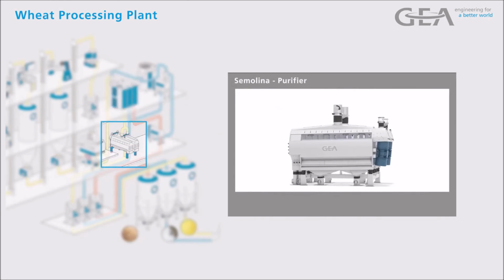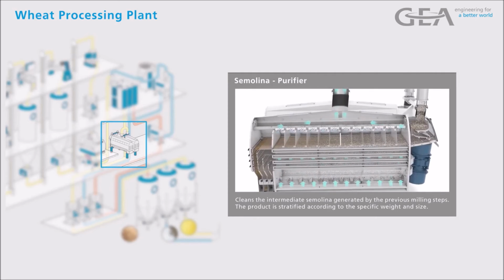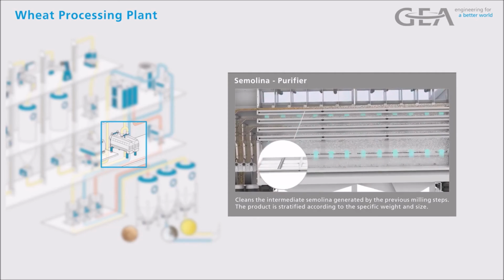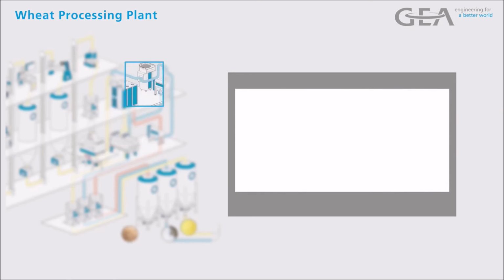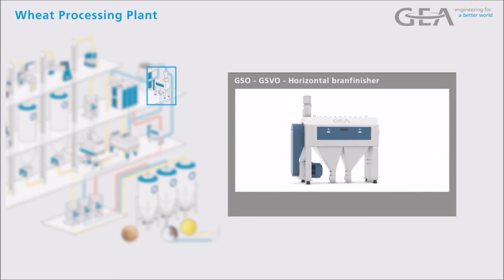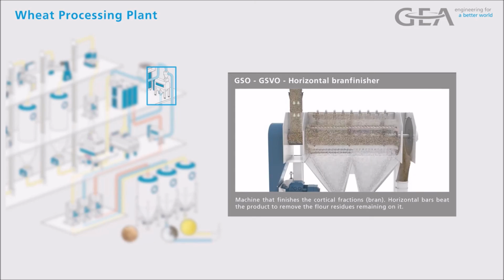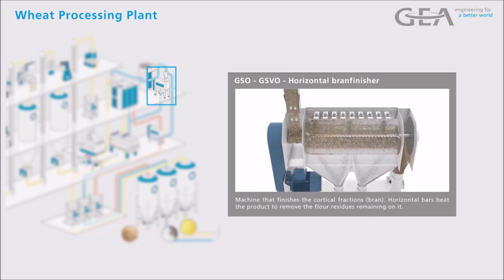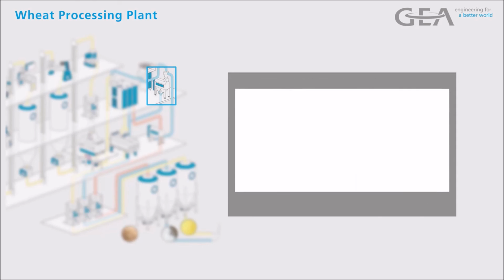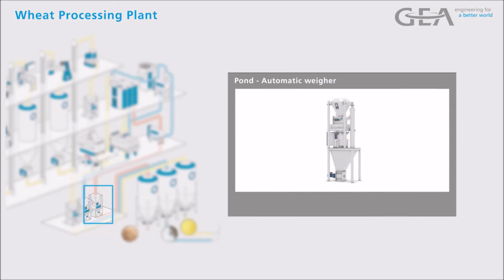Semolina purifier cleans the intermediate semolina generated by the previous milling steps. The product is stratified according to the specific weight and size. FBP filter. GSO, GVSO, horizontal bran finisher, machine that finishes the cortical fractions, bran. Horizontal bars beat the product to remove the flour residues remaining on it. Pond, automatic weigher.